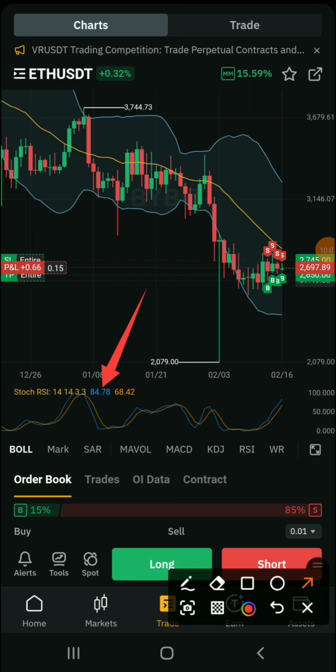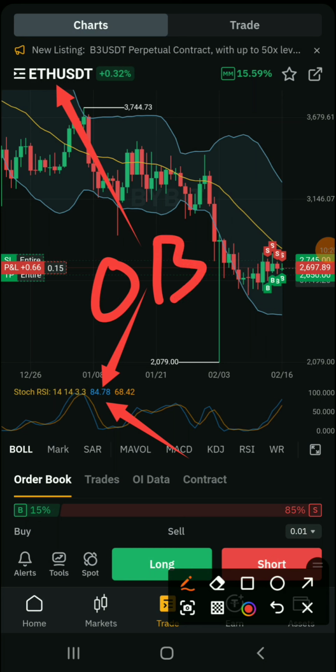But if the market is showing 80 and above, like it is showing right here, then it means that the asset, which is Ethereum USDT, is overbought. That means buyers have bought a lot, like bulks of the asset. Buyers have been in control for a very long time, and now they want to sell it because there's scarcity in the market and sellers want to come in.